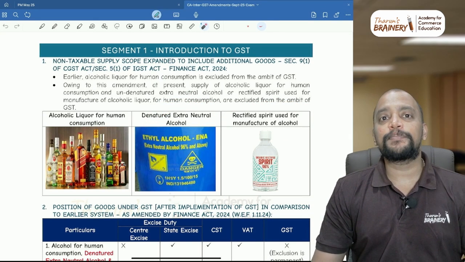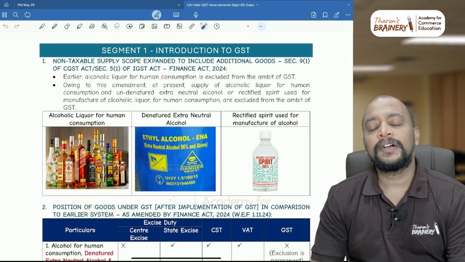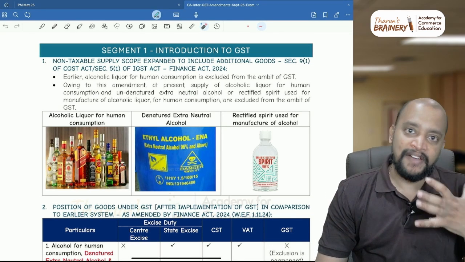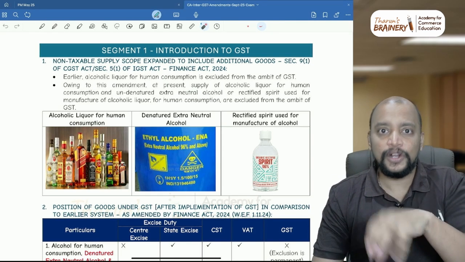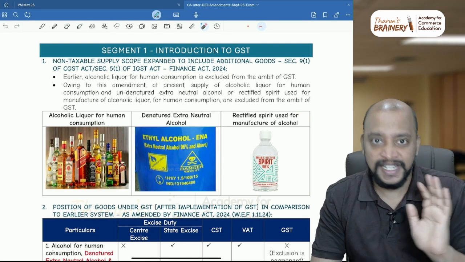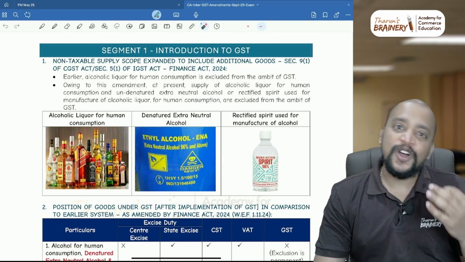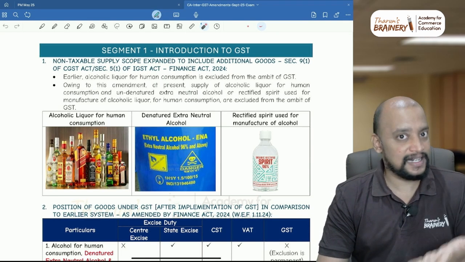Because these two are basically raw material for manufacture of alcohol. And what happens? I am an alcohol manufacturer. Now I will buy some raw material to make the alcohol. Now my finished product is not chargeable to GST, which means on the raw material I cannot take ITC, whatever GST paid I cannot take ITC, correct?